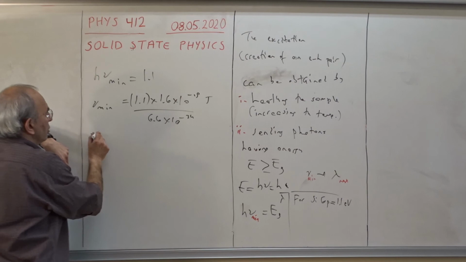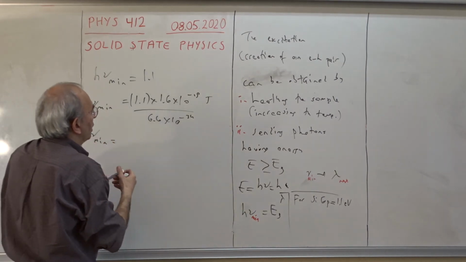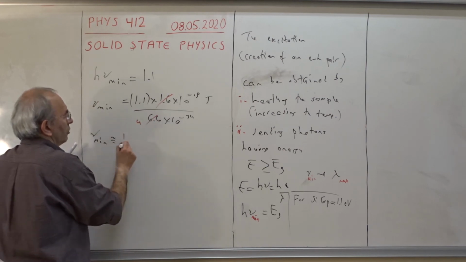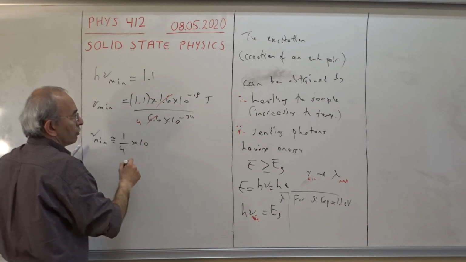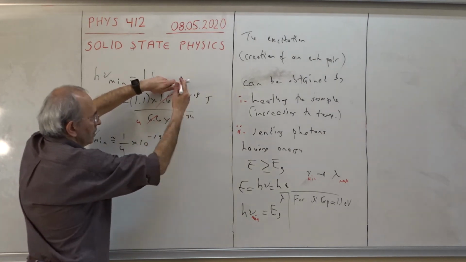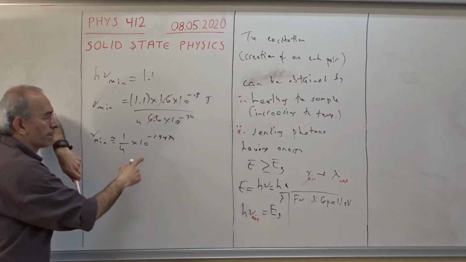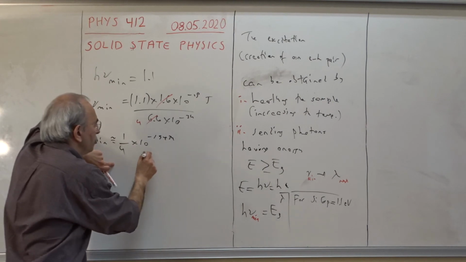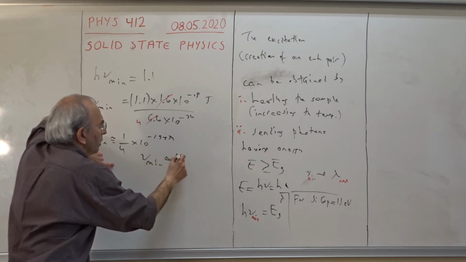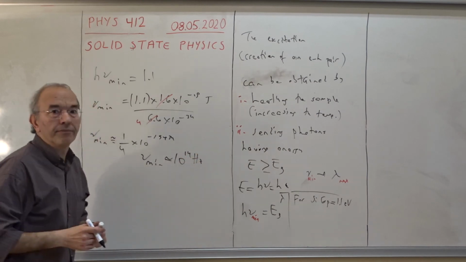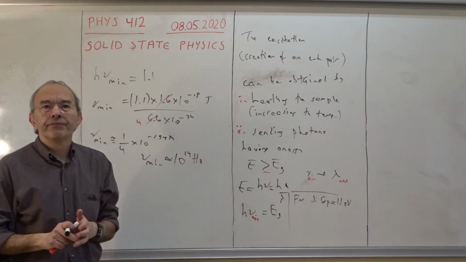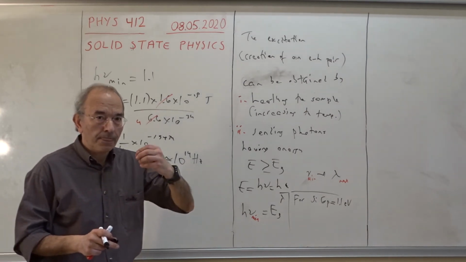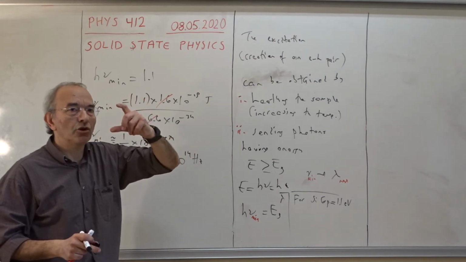So what do we get? Nu minimum should be, let's say, roughly 1 over 4. But what is the power of 10? Minus 19 plus 34, 10 to the 15. Let's say 10 to the 14. Nu minimum is approximately 10 to the 14 hertz. This is the minimum frequency for the incoming photons if we should create an electron hole pair for silicon.